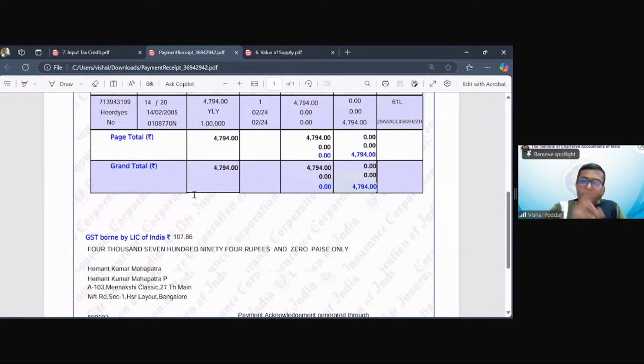4688. Yes. Now multiply by 12.5%. It comes to 586, correct? Multiply by 18%. 105, correct? So it is coming to around this particular amount.